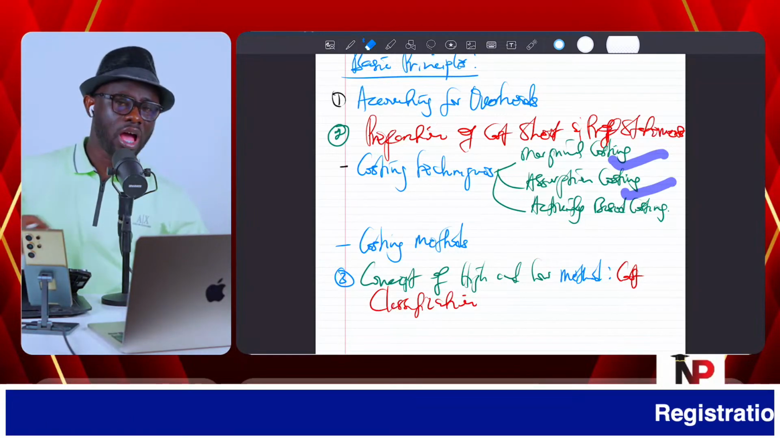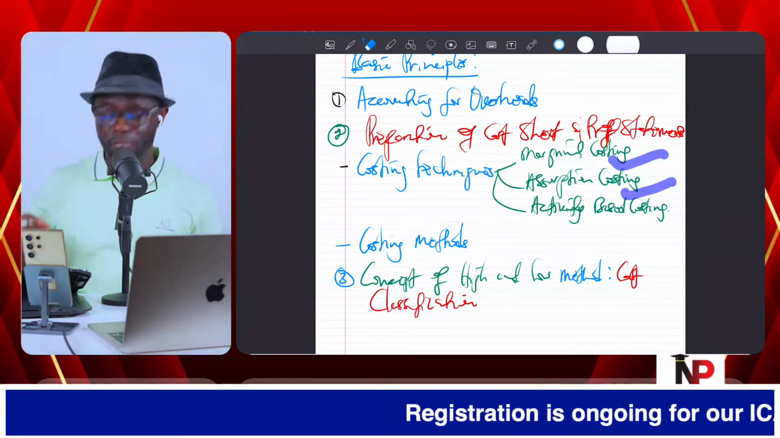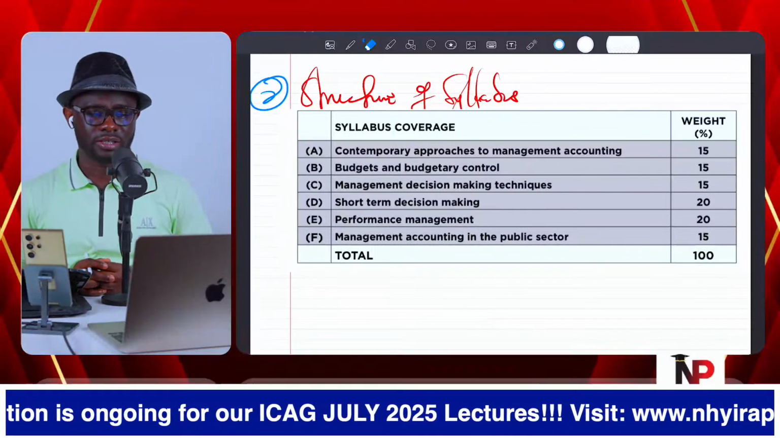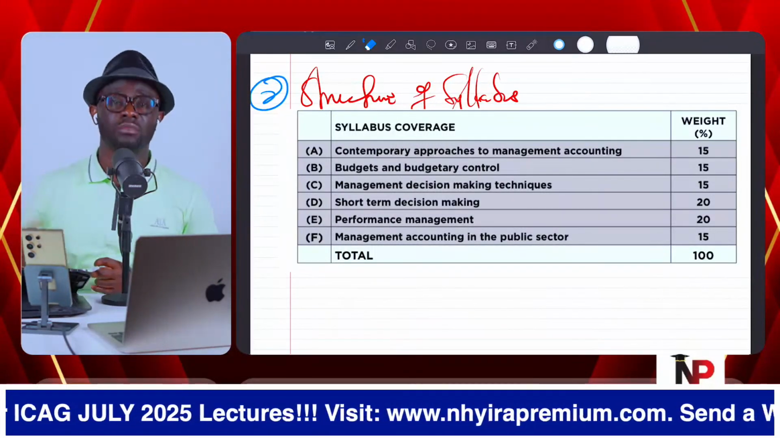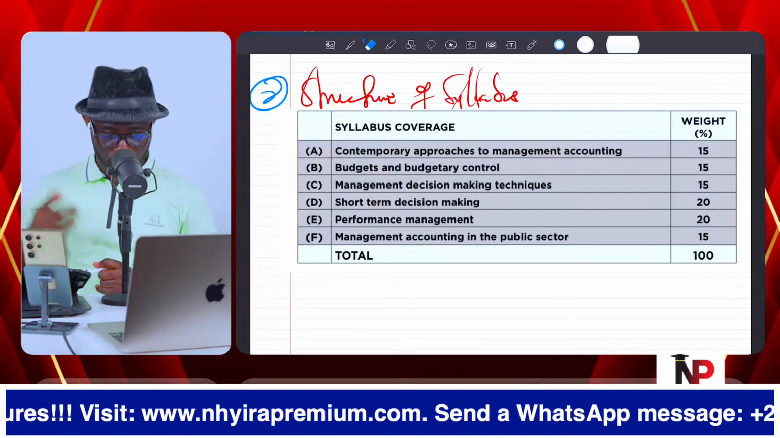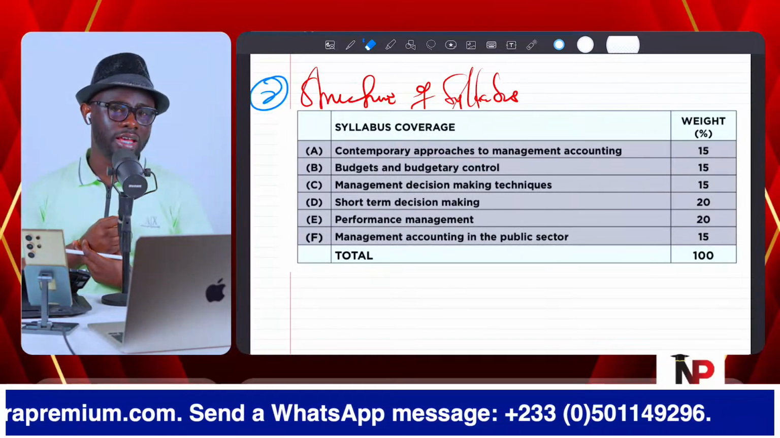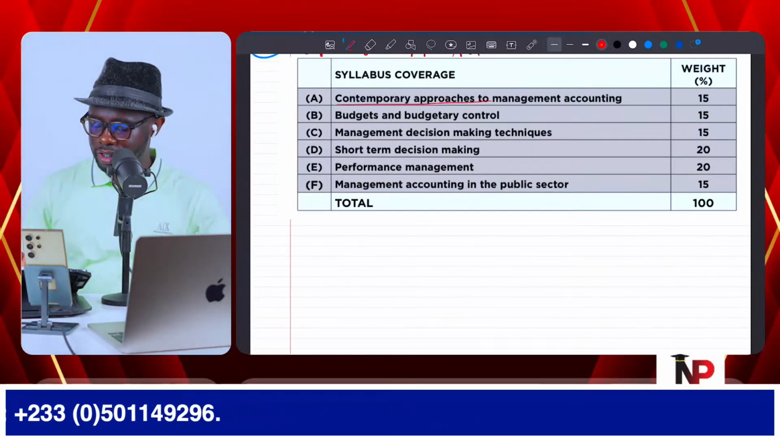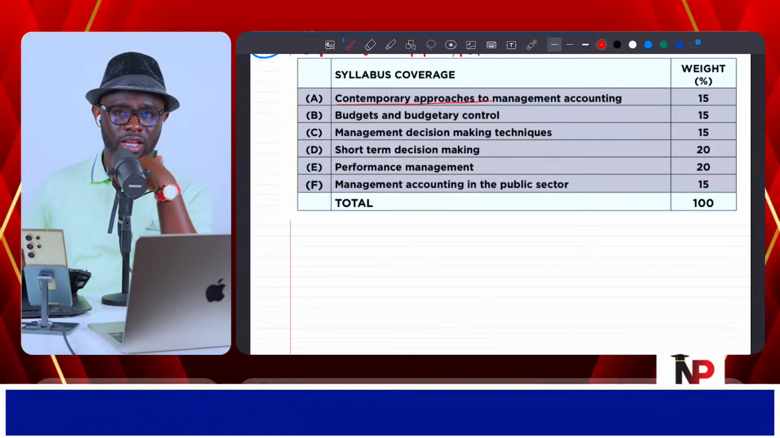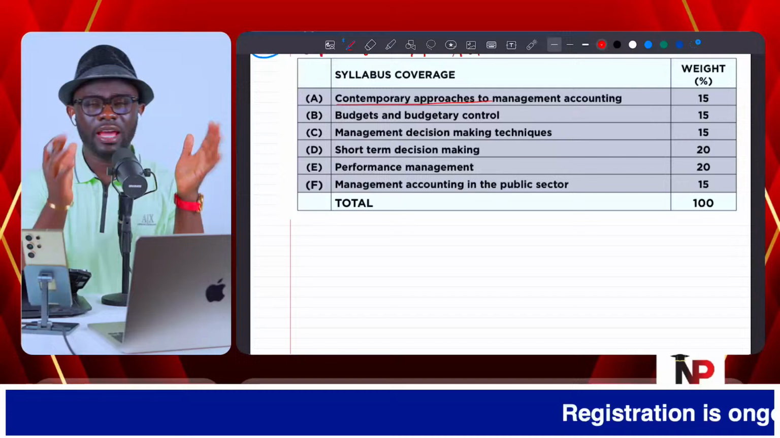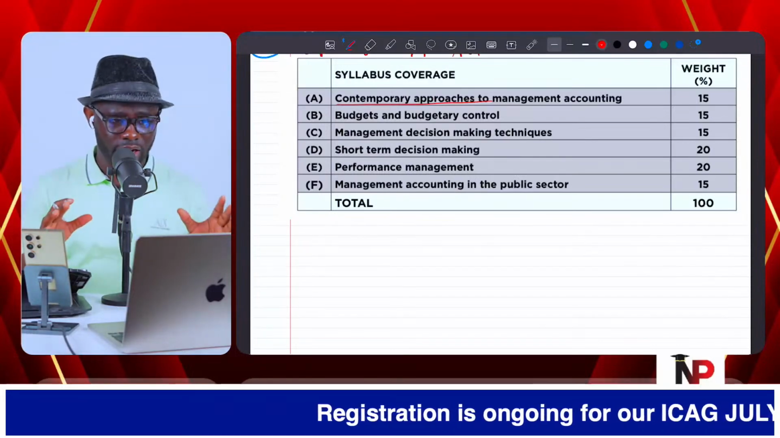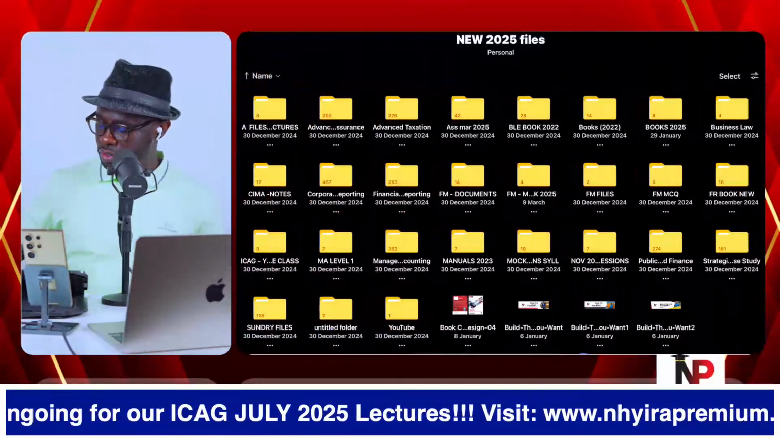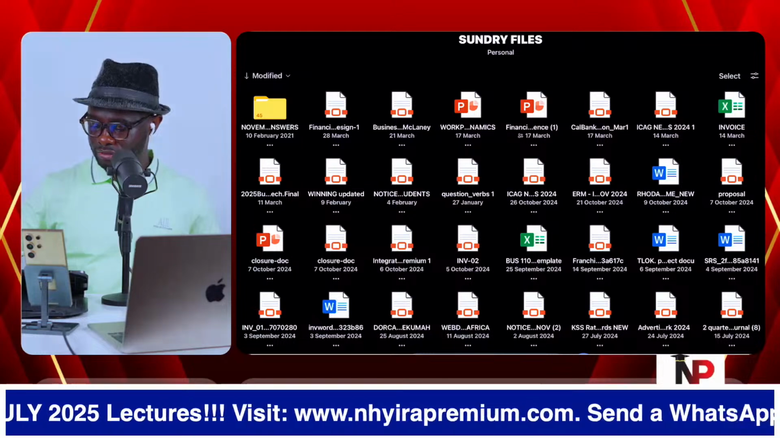Now, once we are okay with these methods, the next thing is then to come back and look at what we have directly in the syllabus. Okay? We need to come back to look at what we have directly in the syllabus. And so the first part of the syllabus is the contemporary approach to management accounting. Now, that area is a huge area. There are a lot of things there. Permit me to quickly just draw your attention to them in the syllabus.